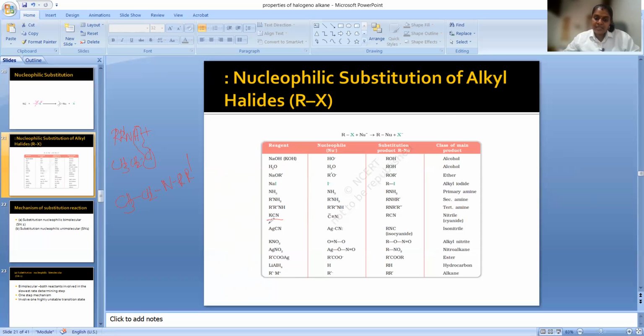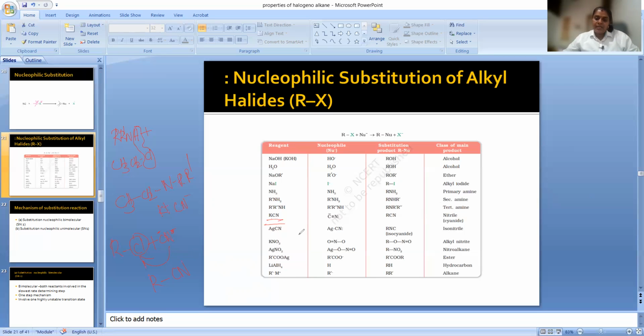If it is reacting with KCN, CN should be there. So if it is reacting with KCN, K+ and CN- are there. CN- will come and react, and RCl will react with CN-. The Cl will be substituted by CN, so we will get RCN.